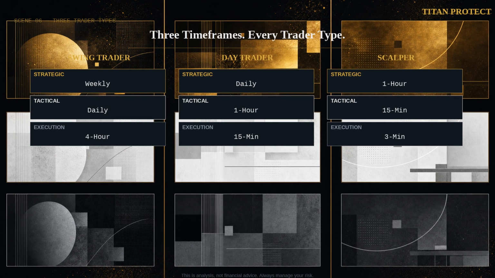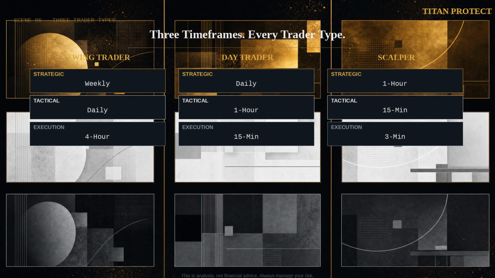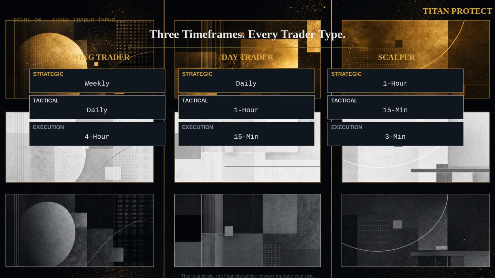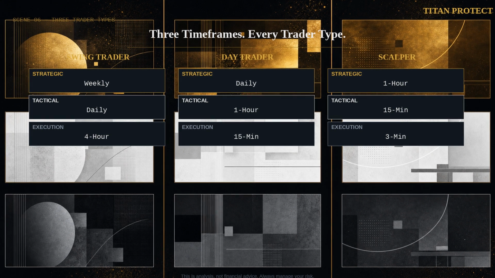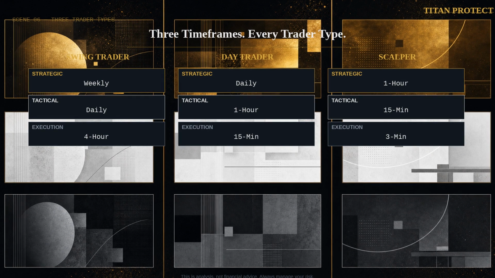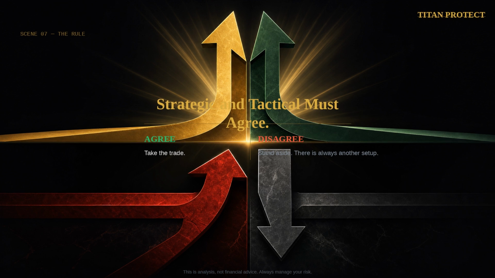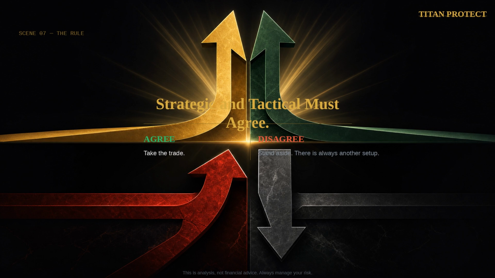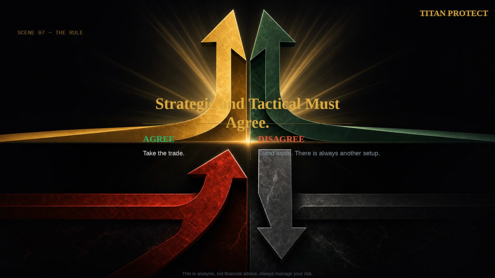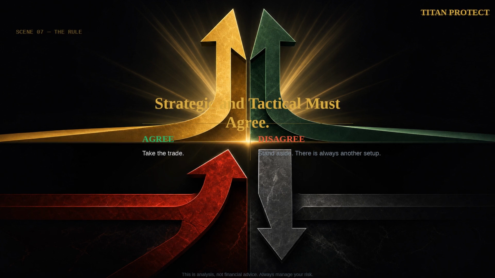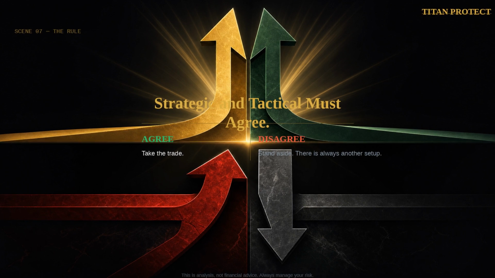Step 1. Open the strategic time frame. Mark the dominant trend direction. Higher highs and higher lows is up. Lower highs and lower lows is down. Sideways is sideways. If you cannot see a clear trend, the time frame is in transition and you should not trade. Step 2. Open the tactical time frame. Check the trend on this time frame matches the strategic. If both are up, you are in a high probability long environment. If they disagree, you wait.